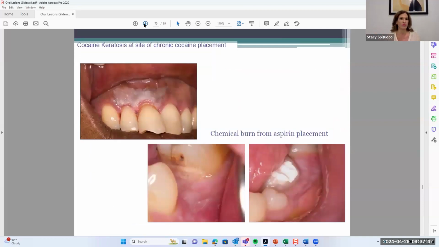This is another placement, a keratosis of somebody placing cocaine on their gums, and then aspirin. Patients have a toothache and they crunch up an aspirin and put it on the gums in the area, and they maybe get some relief from that, but it really just burns and gives a kind of chemical burn to the gums. So you want to take a history.